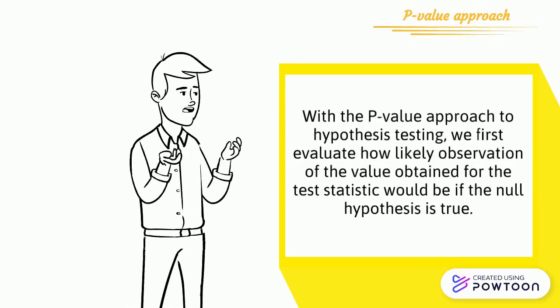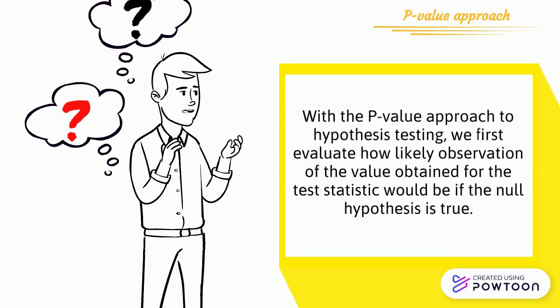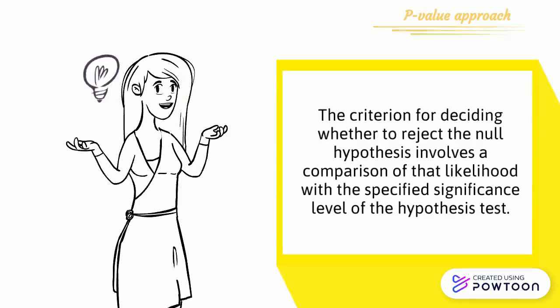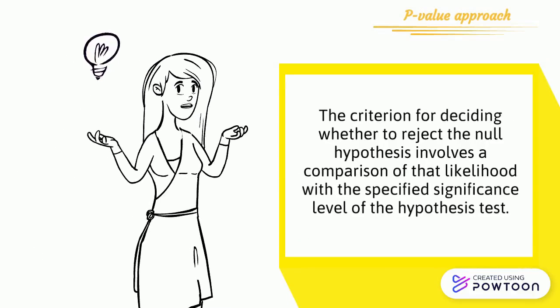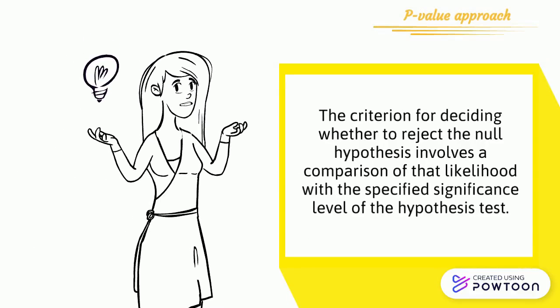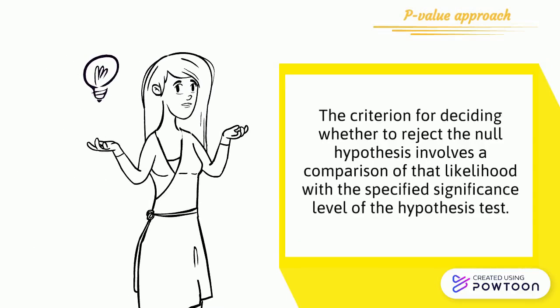With the p-value approach to hypothesis testing, we first evaluate how likely observation of the value of the test statistic would be if the null hypothesis is true. The criterion for deciding whether to reject the null hypothesis involves a comparison of that likelihood with the specified significance level of the hypothesis test.